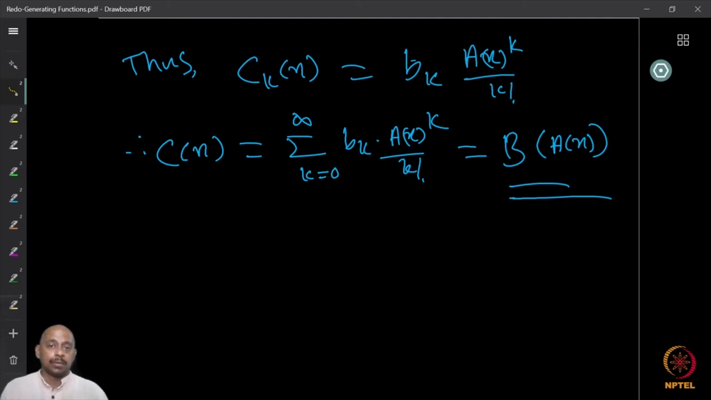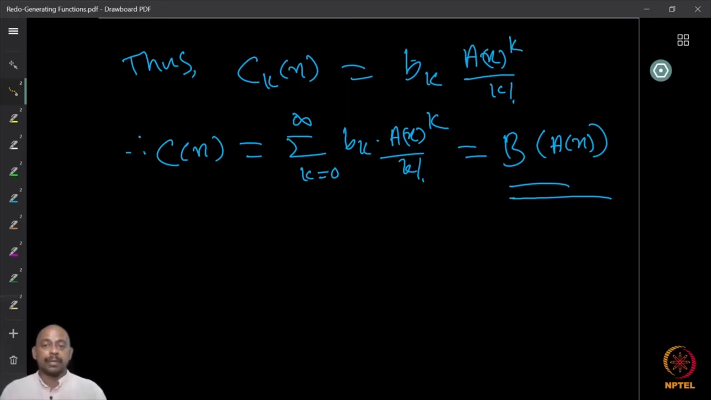Now, if you know for each k what is C_k of x, then I can get C of x easily, right? C of x, the generating function for C, is basically the sum of all this, because when we counted by separating by the cardinality of the set in which we are building, our formula itself is the summation over all values of it, right? So summation k equal to 0 to infinity of C_k of x will give the generating function C of x, which is what we do here. Summation k equal to 0 to infinity b_k into (A(x))^k by k factorial.